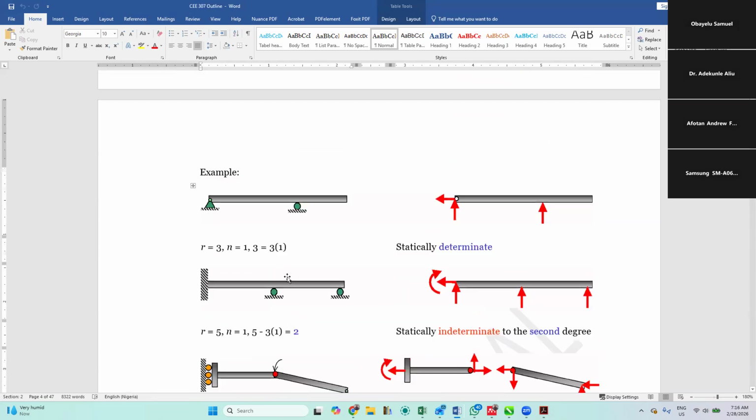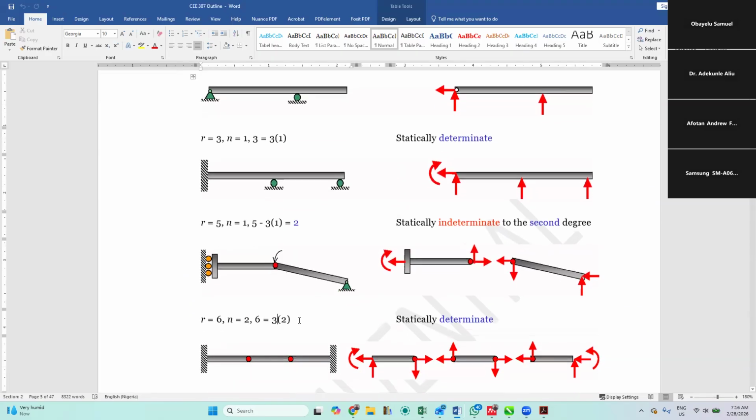Now, I want you to look at this particular one before I reveal it. How many members do I have in this one? We have three. Very good. How many reactions do I have here? We have three there. We have three, two. We have three also there. How many do we have here? Three. Very good. What of here? Two. Here too. That's two again.